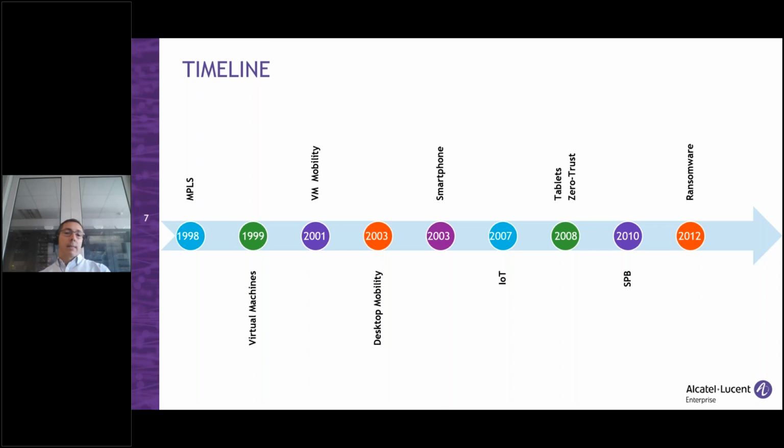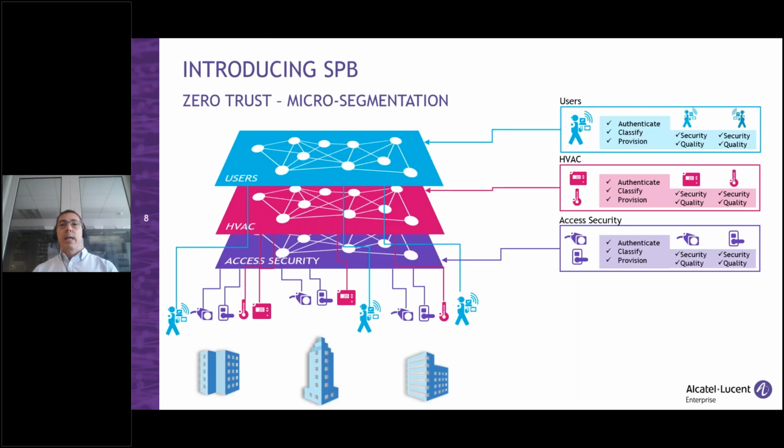Now, that does not mean that an MPLS network cannot cater to these trends, but SPB implementations such as the one we have on the OmniSwitch have been designed from the get-go to adapt to users, devices, and virtual machines that move, that are not static. And for this reason, they are extremely well suited to micro-segmented and zero trust architectures in these very dynamic environments in which perimeter-based security is obsolete. So let me elaborate on that.